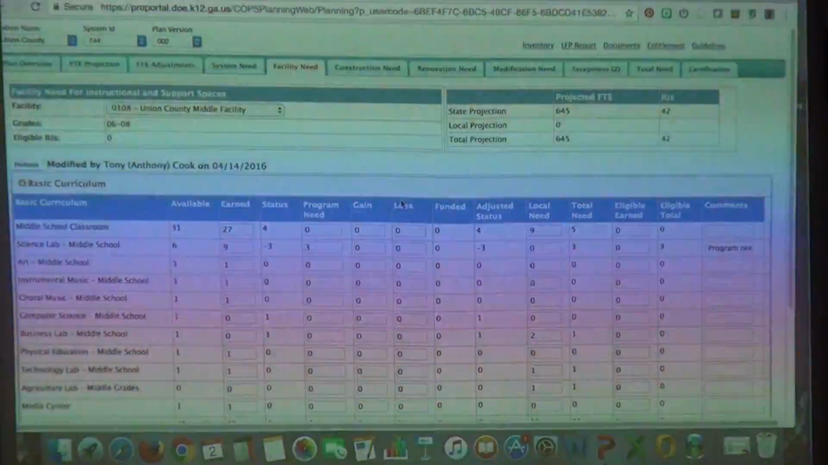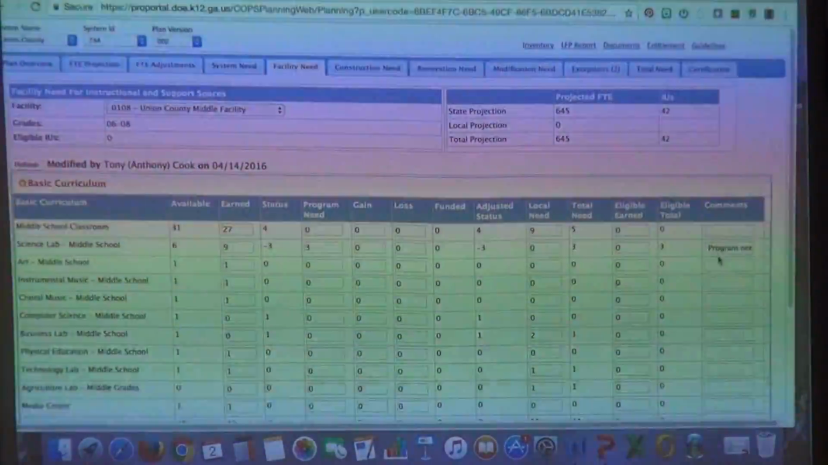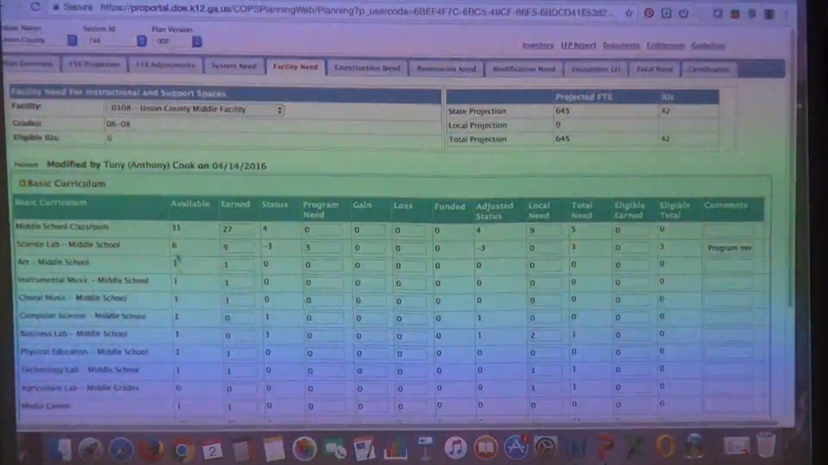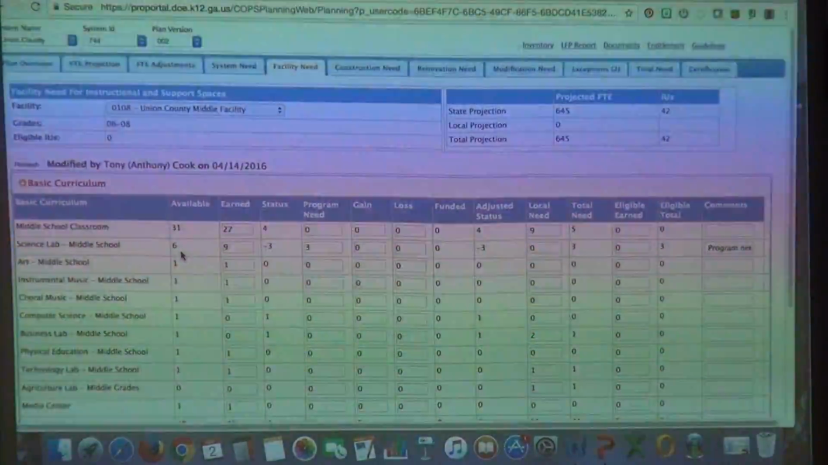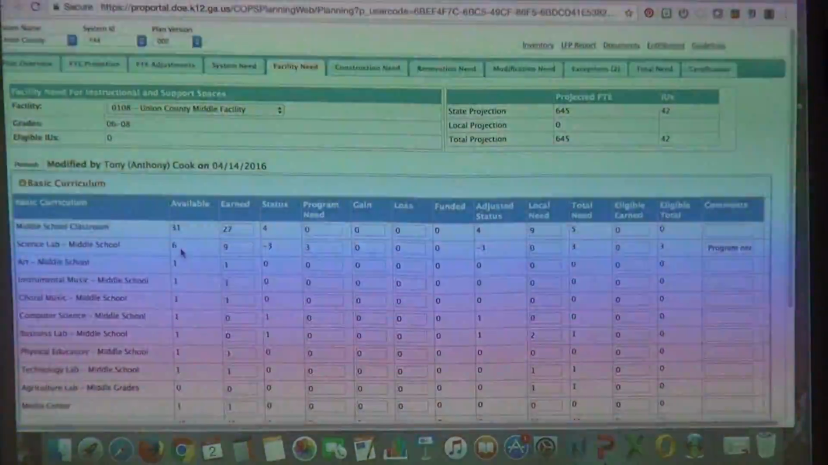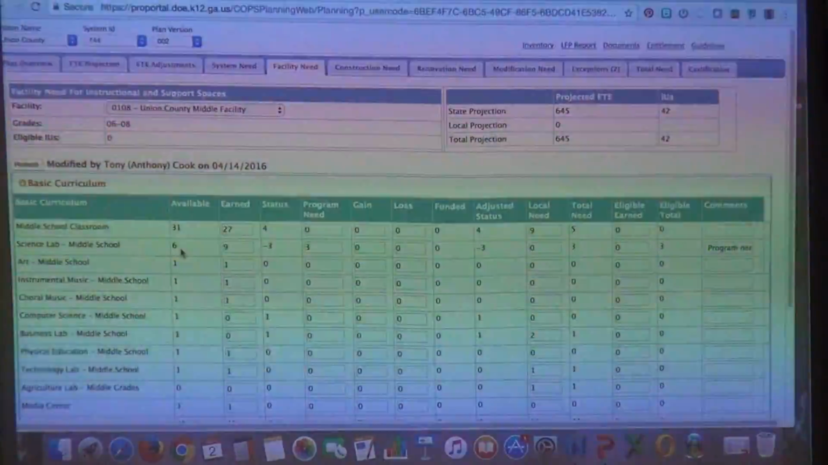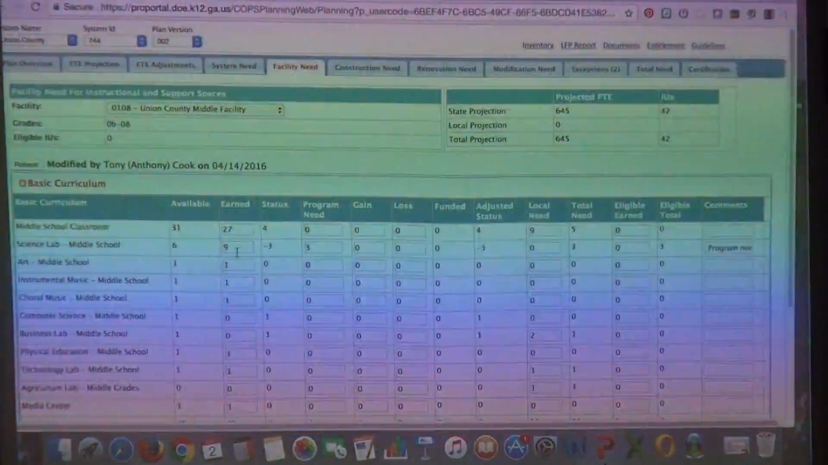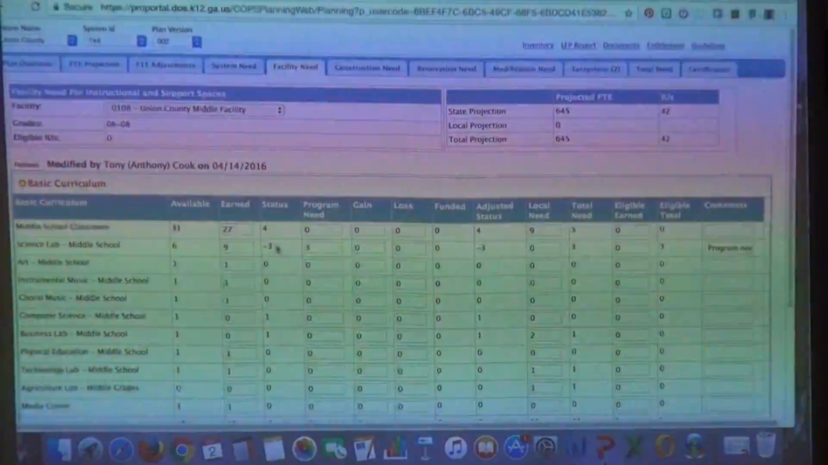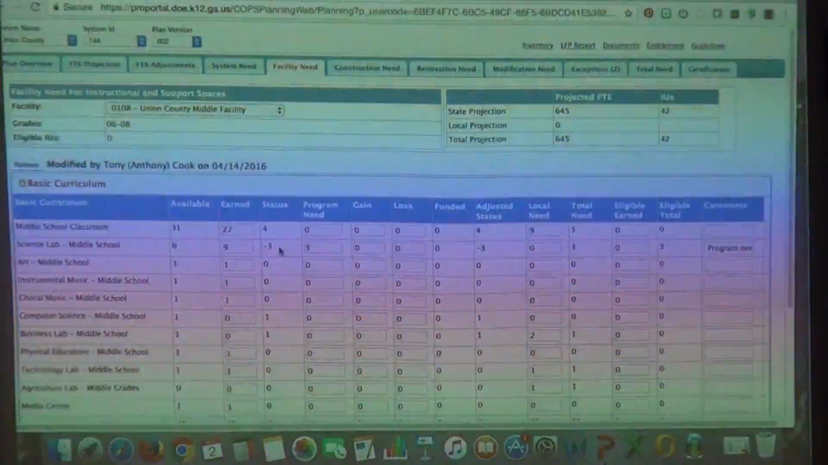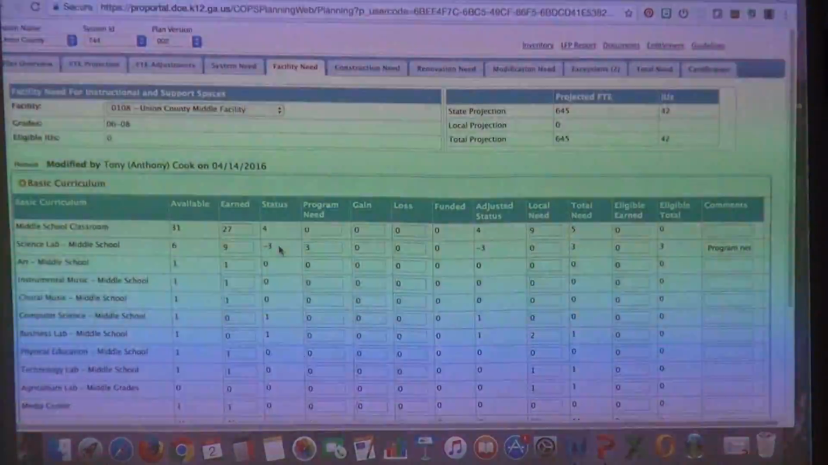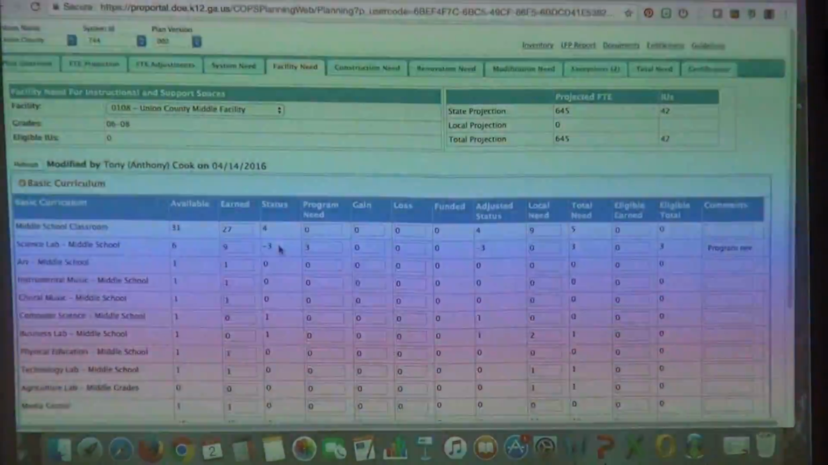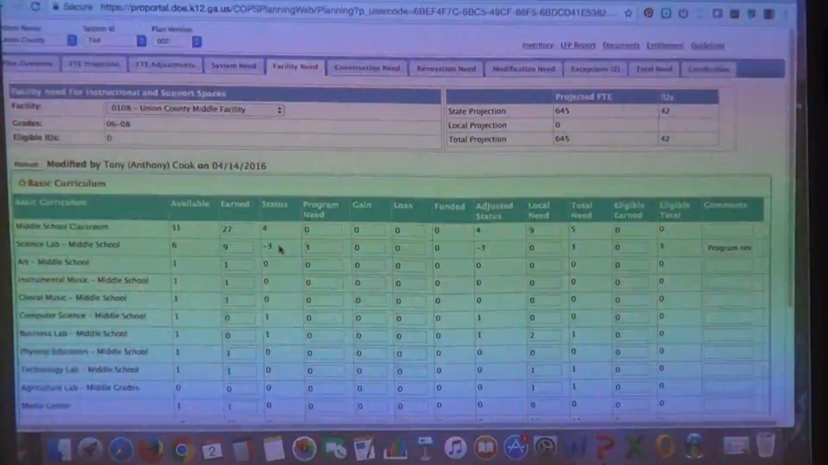Notice on your middle school right here, you see a note that says there's a program need. If we go back out here and look, it says you have 6 science classrooms available. A science classroom in middle school has to be 1,000 square feet. You only have 6. You earn 9, according to the state guidelines, so you're 3 classrooms short at the middle school. So at some point down the road, if you chose to add 3 science classrooms to your school, the state will participate in the cost of that.